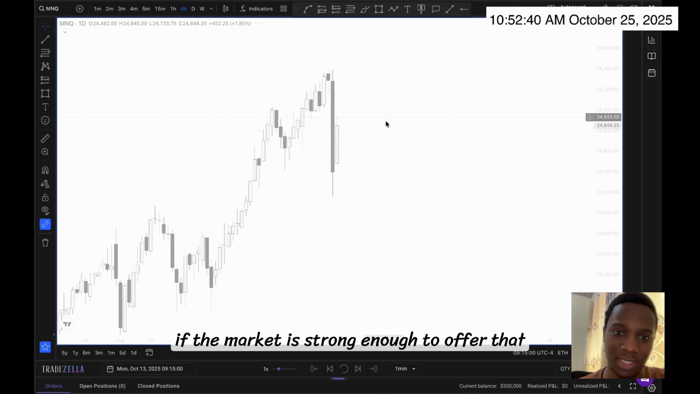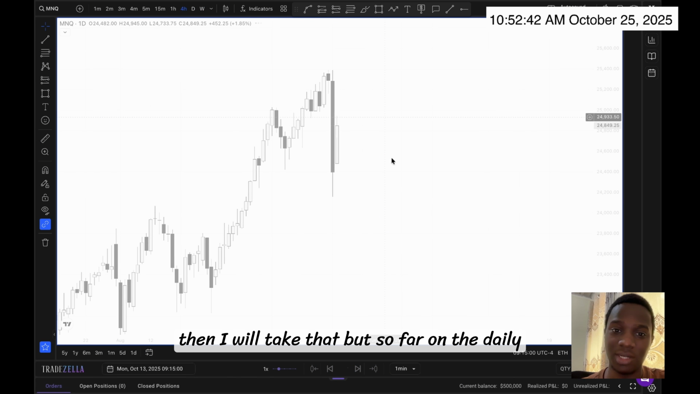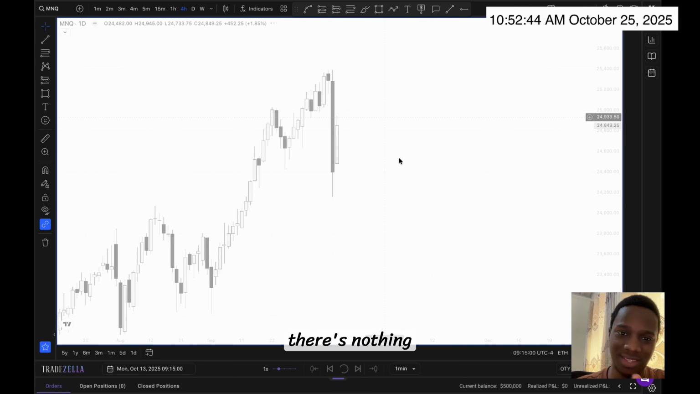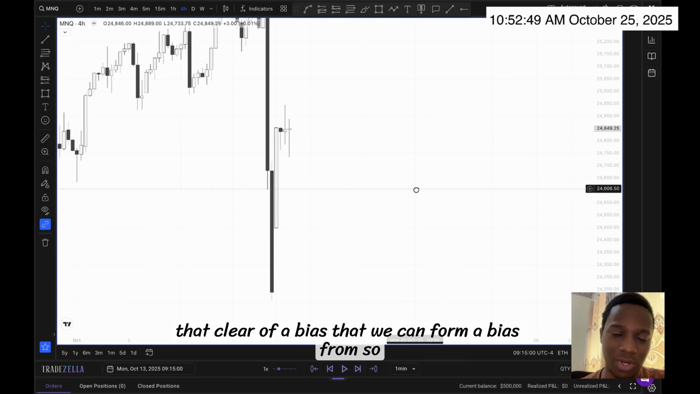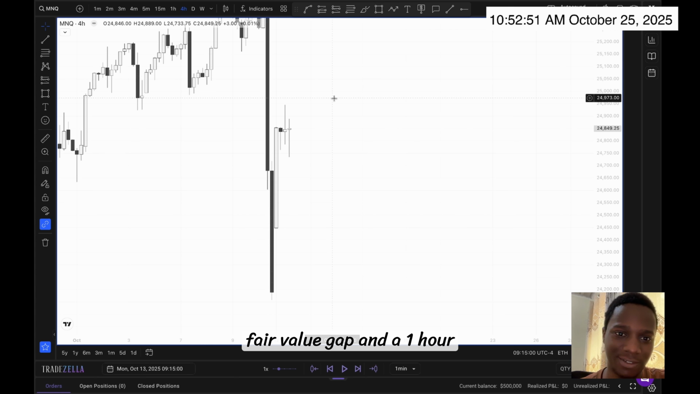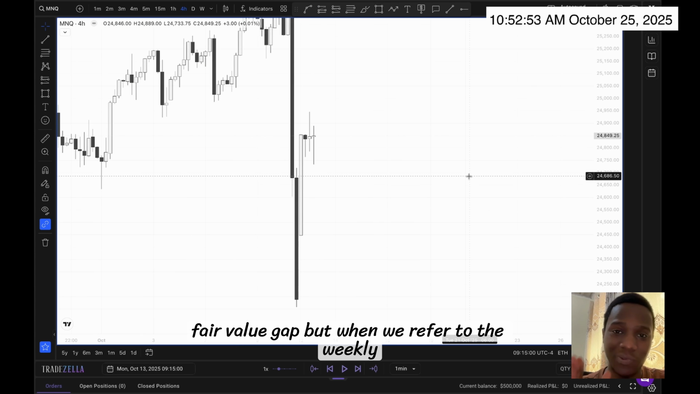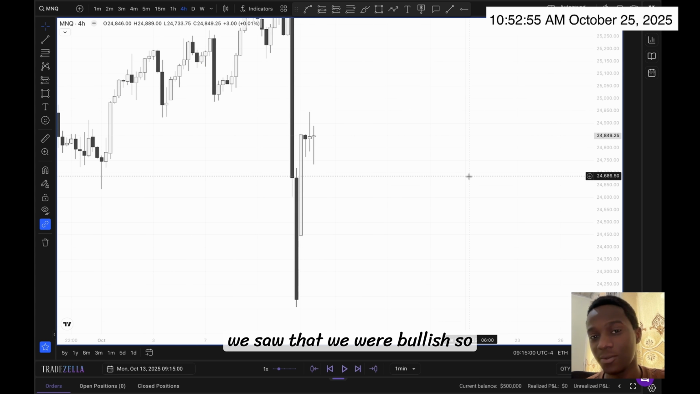Probably if the market is strong enough to offer that, then I will take that. But so far on the daily, there's nothing that clear of a buy that we can form a bias from. So what do we see here? We are in a 4-hour fair value gap and a 1-hour fair value gap, but when we refer to the weekly, we saw that we were bullish.